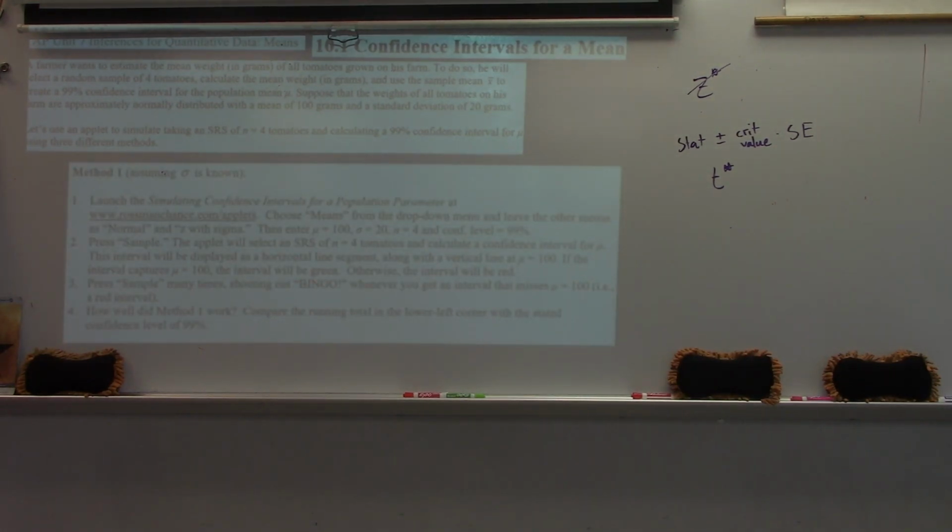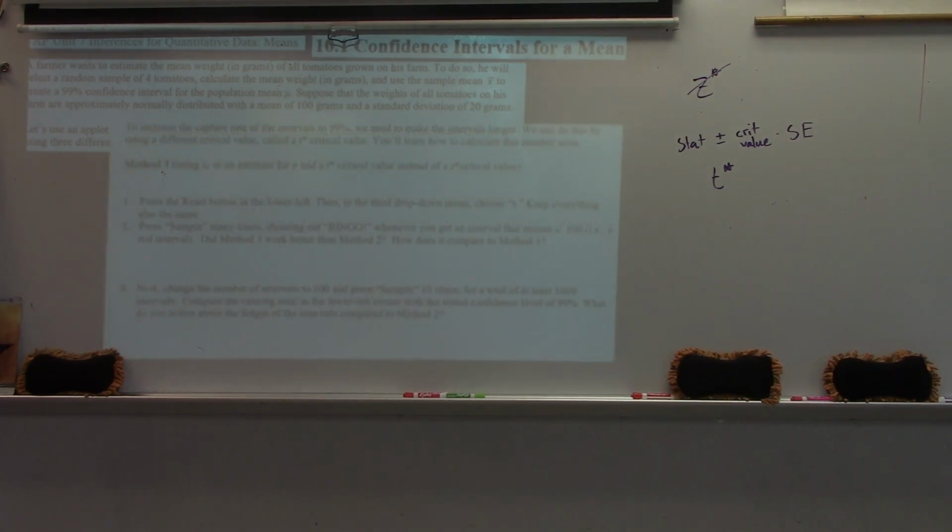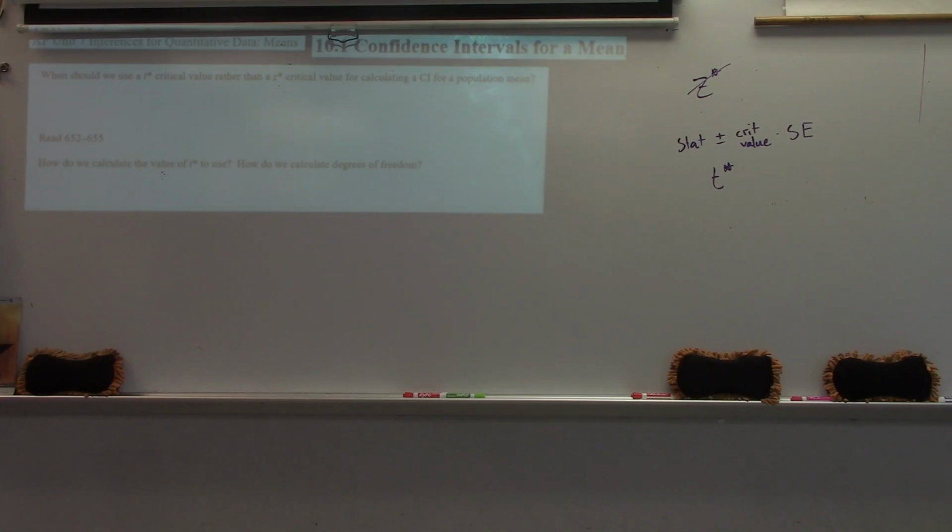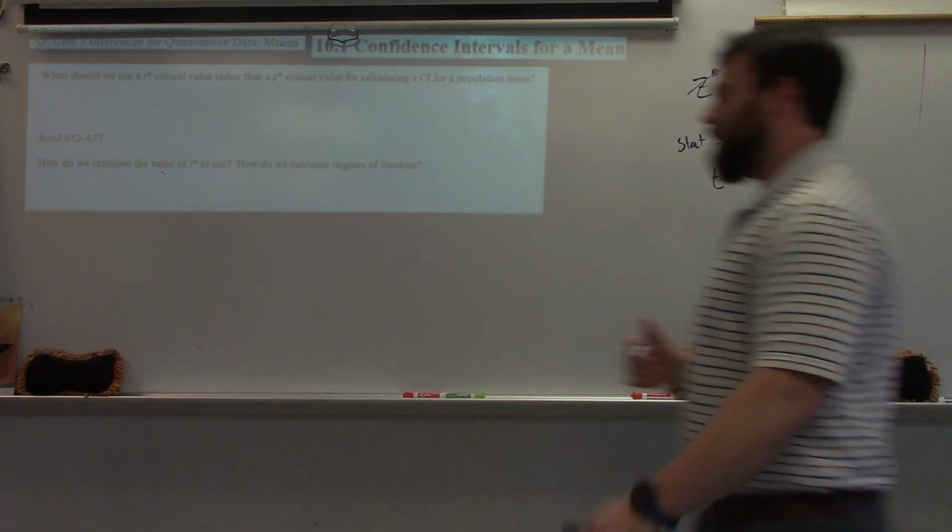Okay, so remember, your standard error can change with your samples, because is one sample always going to be the same as another sample? No, right? So that sampling variability exists, and we have to account for that. All right, so that got us through this set of notes. This also answers this question: when should we use a t critical value rather than a z critical value for calculating a confidence interval for a population mean? When we do not have sigma.